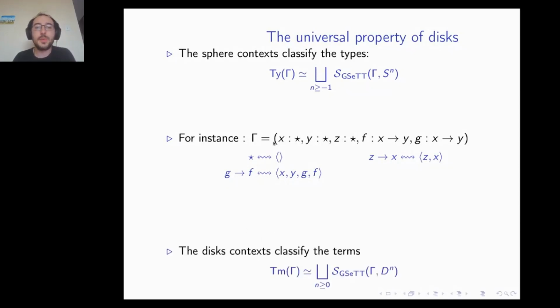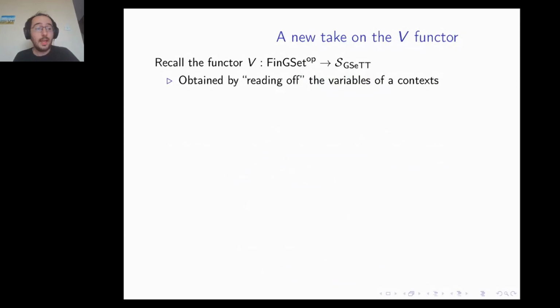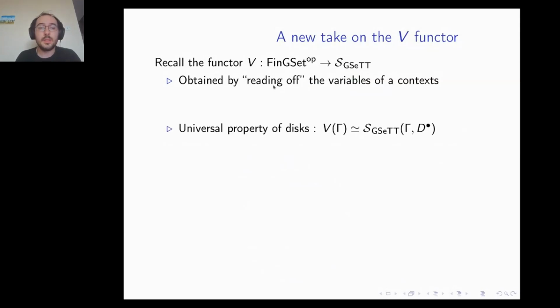And as a result, the disk contexts classify the terms of the theory. So a substitution towards the disk context is the same as a term in the context. And now I want you to recall the functor that I am claiming to be an equivalence of categories, and forget that it's an equivalence and just reframe it. So remember that we said we were reading off the variables. So the variables are the same as the terms in this theory. It has only variables as terms.